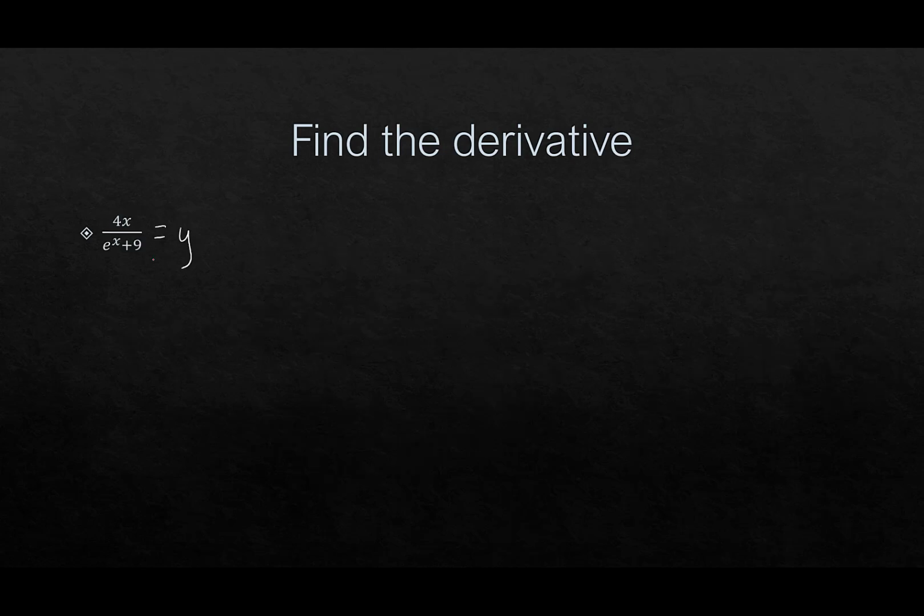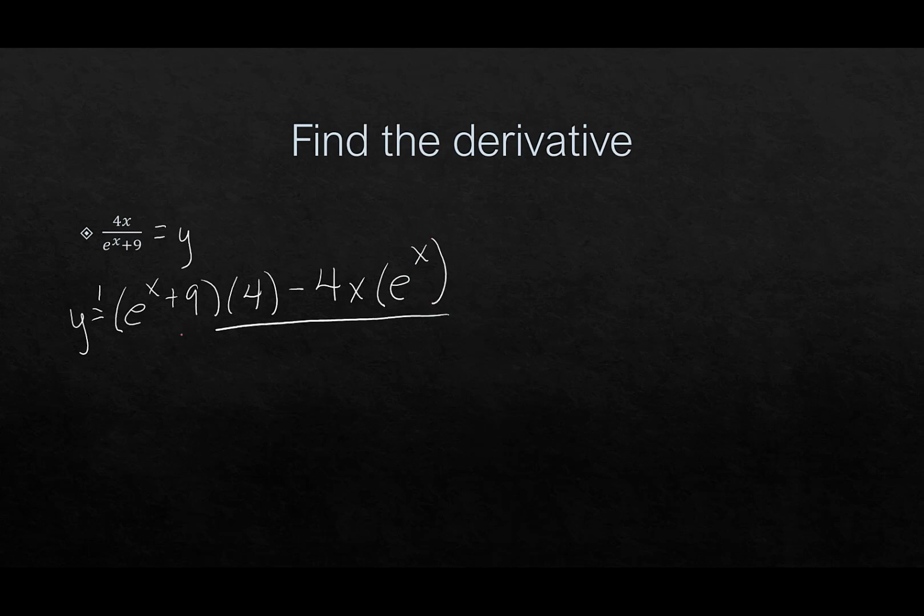Let's again use y, so I have y equals 4x over e to the x plus 9. Y prime will be low, e to the x plus 9, d high is 4. So low d high, minus high 4x, d low, derivative of e to the x plus 9 is simply e to the x. Remember, e to the x doesn't change. 9 is a constant, so constants have a derivative of 0. On the bottom, we're dividing by (e to the x plus 9) squared.